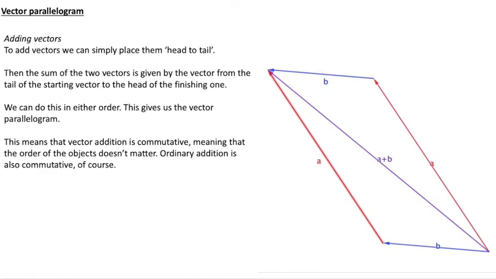So 2 plus 3 equals 3 plus 2. There are other operations that you know that aren't commutative, for example subtraction. So 2 take away 3 is not the same as 3 take away 2.